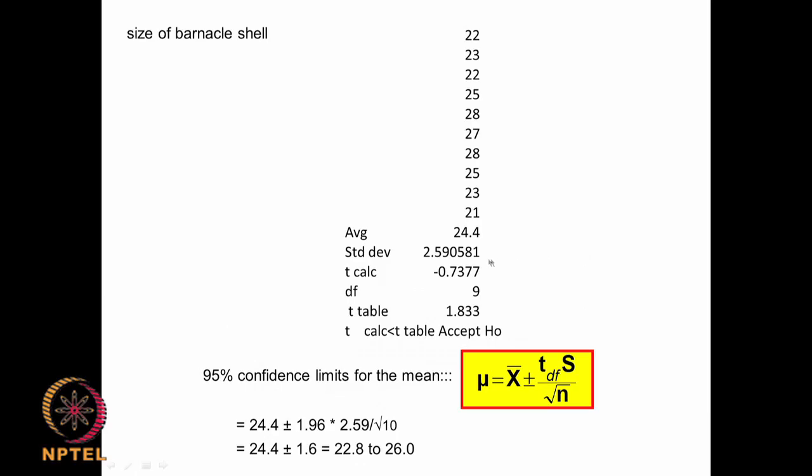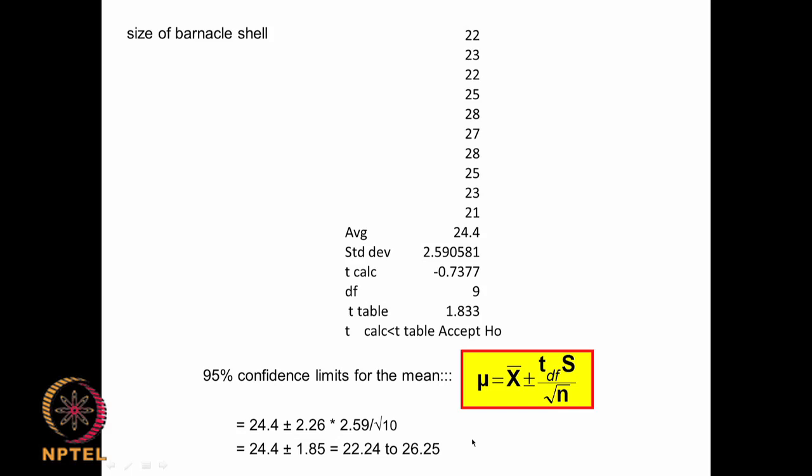To summarize, 24.4 mm is the mean of the sample with a standard deviation of 2.59, and you want to know whether the mu which you calculate is equal to mu 0, with the alternate being mu is less than mu 0. So, for mu equal to mu 0, what do you do? We calculate the t from this equation: x bar minus mu divided by s by square root of n. So, you get minus 0.7377.